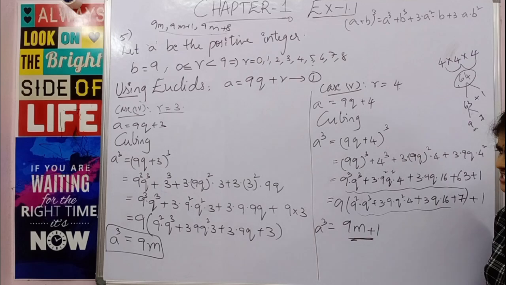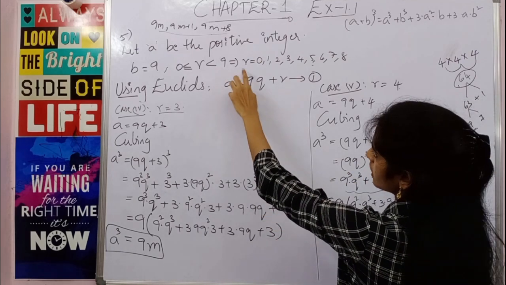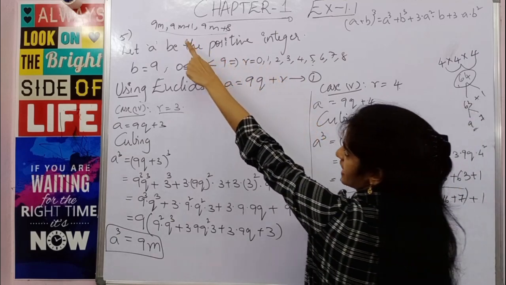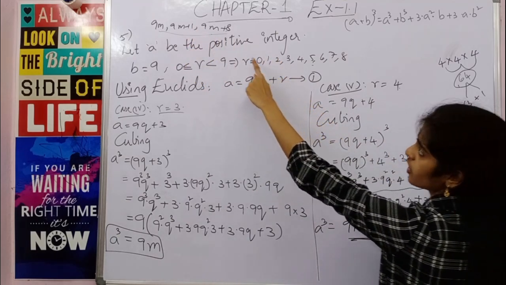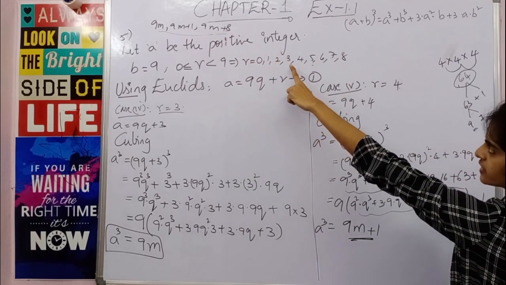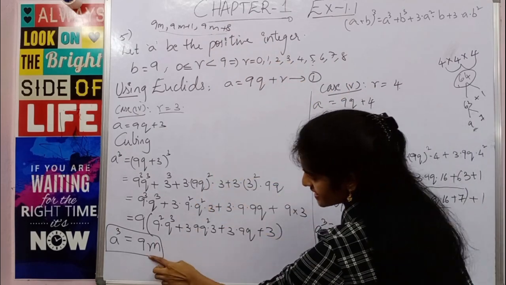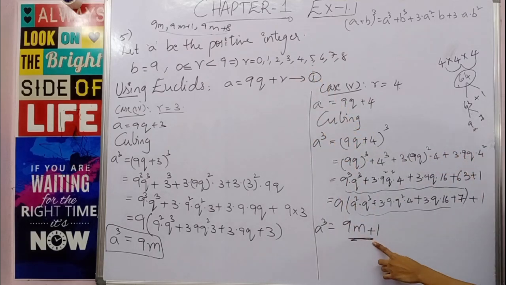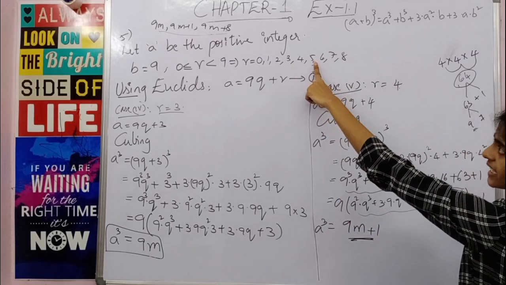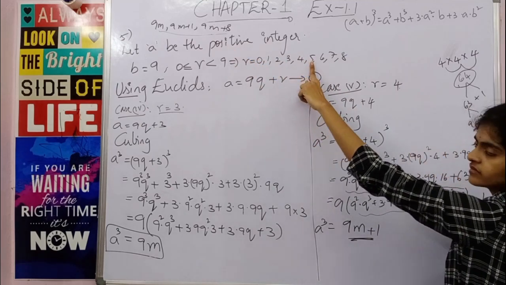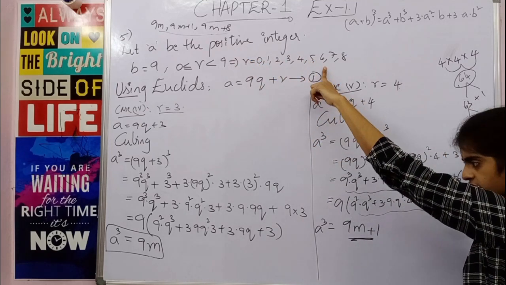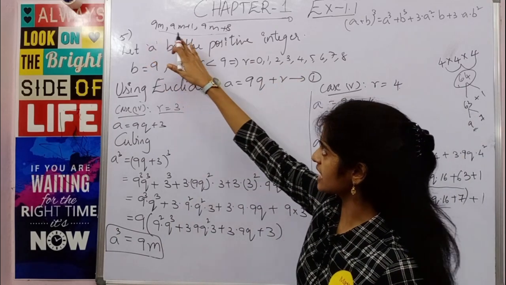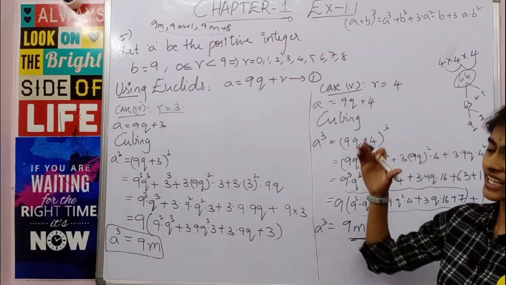See, you are getting it in order. When you took r equal to 0 you got 9m, when you took r equal to 1 you got 9m plus 1, when you took r equal to 2 you got 9m plus 8. When you take r equal to 3 you got 9m. When you took r equal to 4 you got 9m plus 1. When you take r equal to 5 you will get 9m plus 8. When you take r equal to 6 again you will get 9m. The same 3 terms are repeating. You can check for each case.